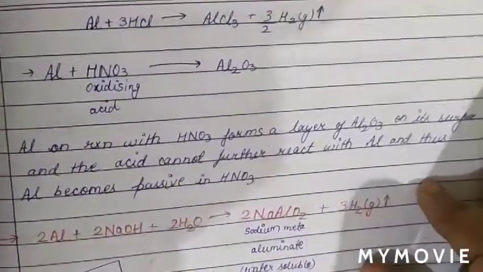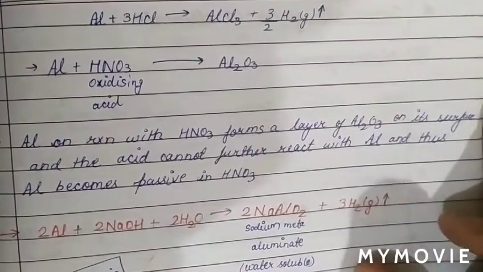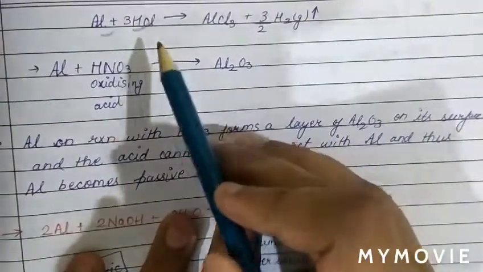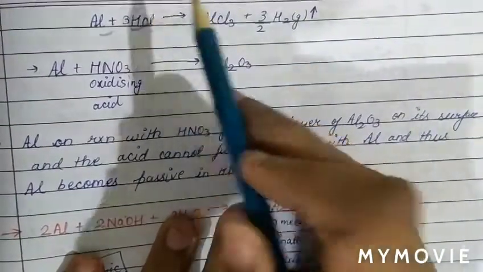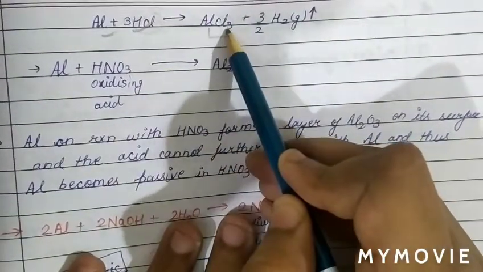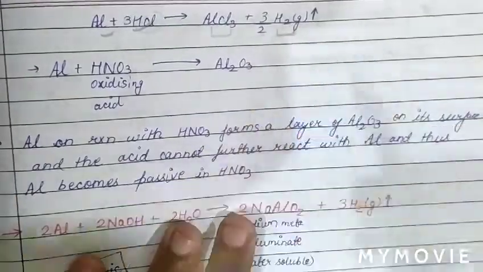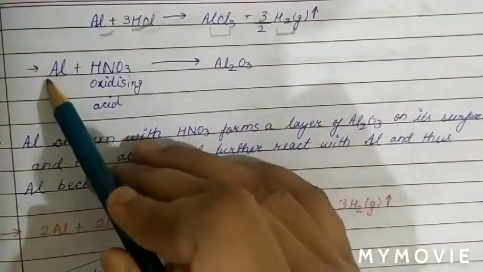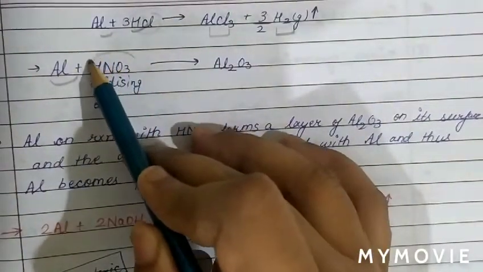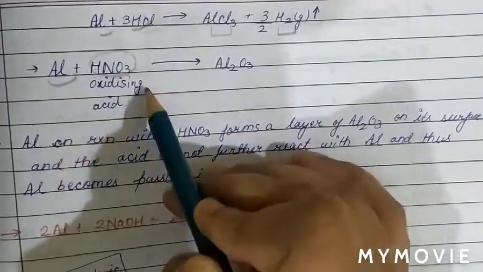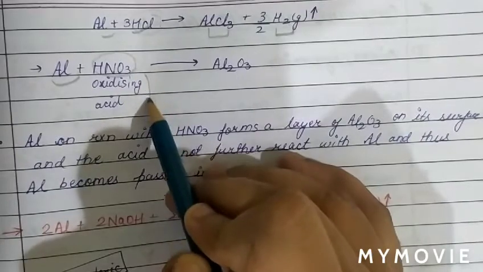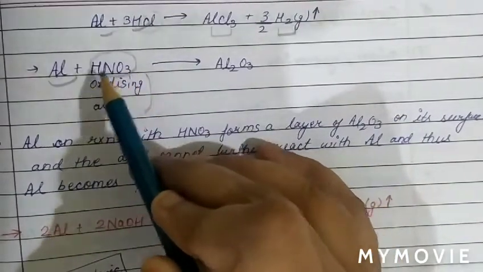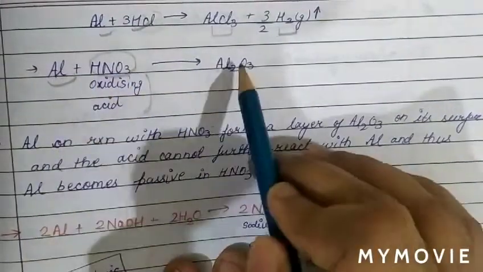So basically when aluminium reacts with mineral acid like HCl, it forms AlCl3 with the liberation of hydrogen gas. In the same way, when aluminium reacts with another mineral acid, HNO3, we also know HNO3 acts as an oxidizing agent. So it oxidizes aluminium to Al2O3.